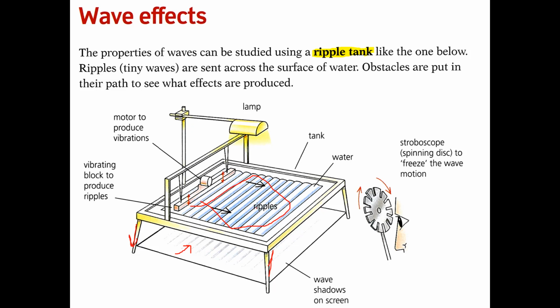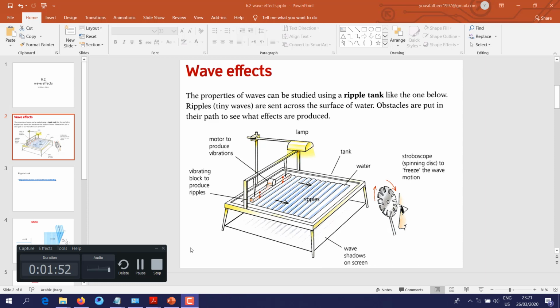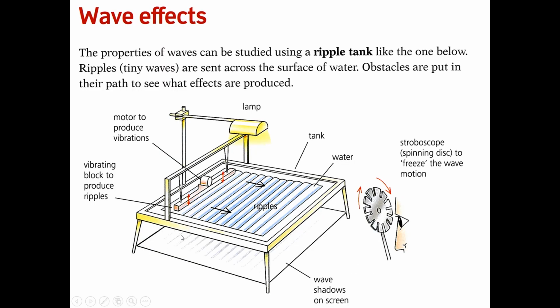Inside this tank, they will put some obstacles. It could be, let's say, a piece of glass or a piece of plastic. So it will hit the waves. The waves will hit this piece of glass, and some changes will happen to the waves. And the change in the waves will be shown here in this part.